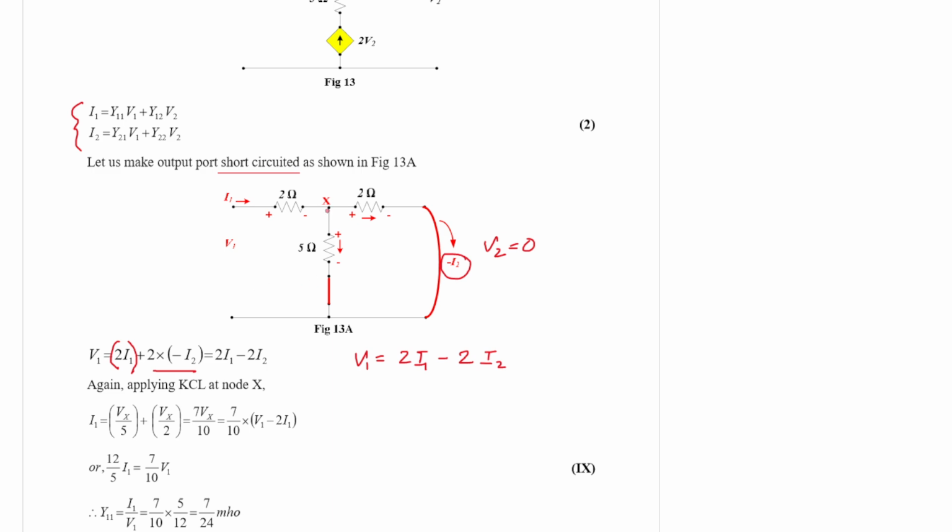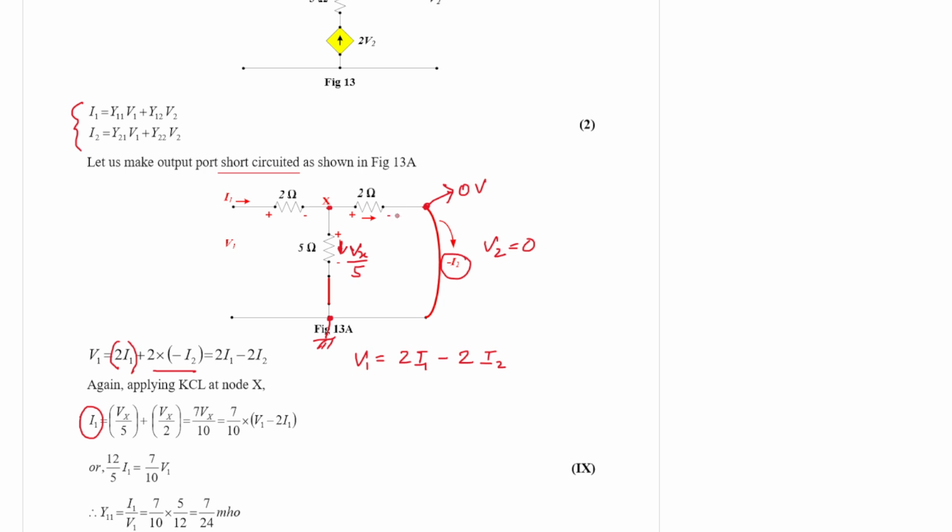Now at node X, if we apply KCL, what is the entering current? The entering current is I1. Now what is the leaving current? This current must be Vx by 5. Why? Because it is a ground node, so the potential between X and this ground node is Vx. The resistance is 5 ohm, so the current flowing is Vx by 5. This is one leaving current, and by similar measure, this is another leaving current. Due to this direct short circuit, this node now becomes a zero potential node.